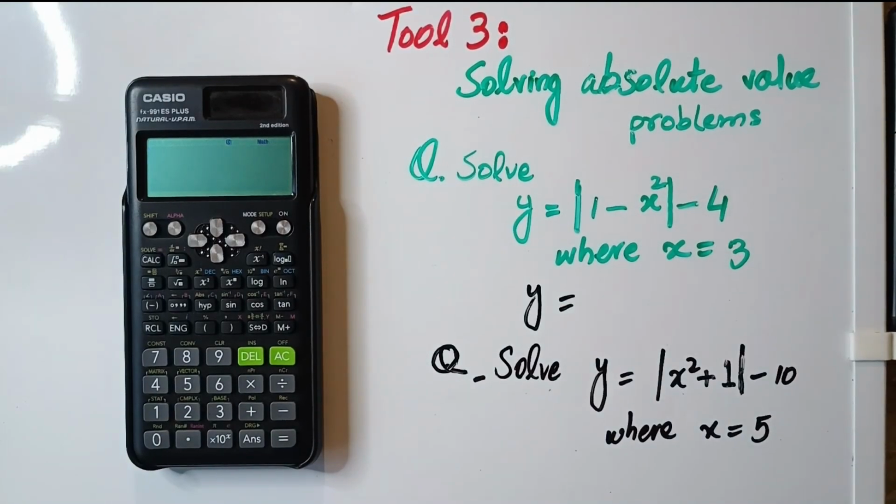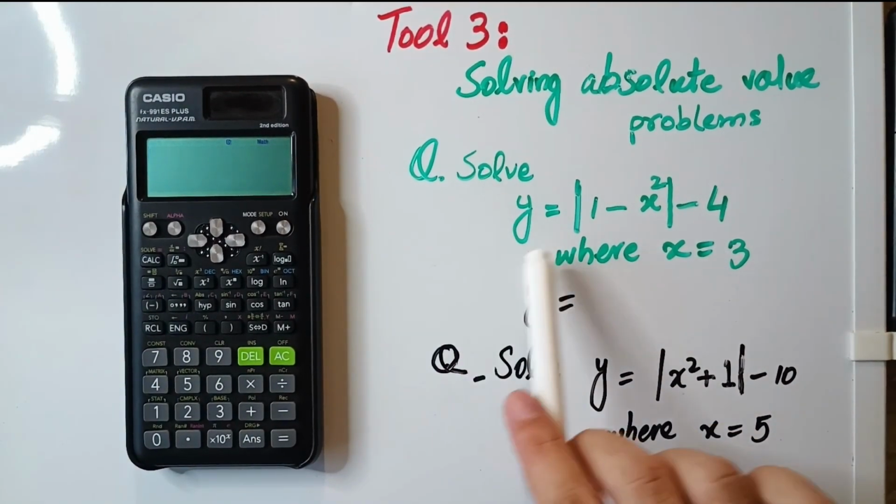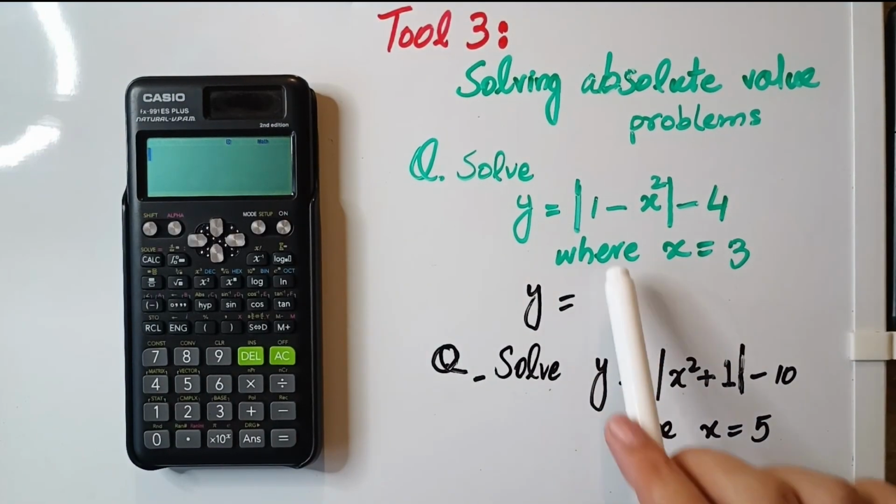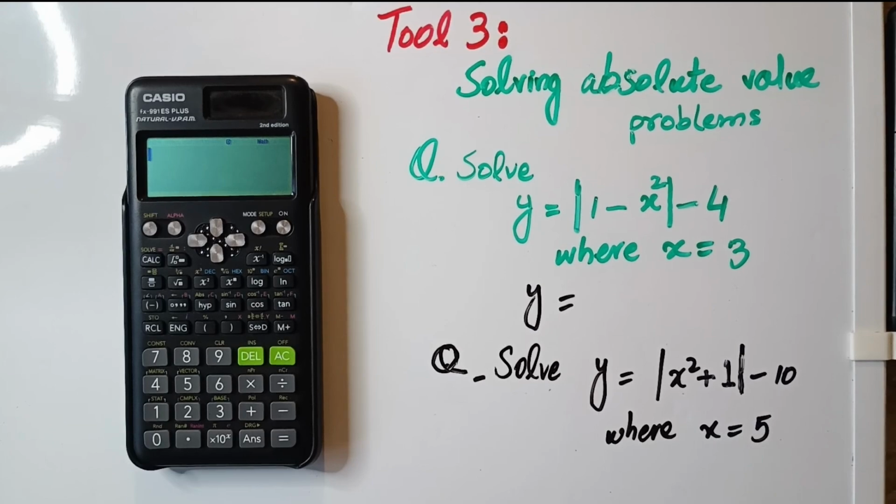Tool number 3, solving absolute value problems using the calculator. I have supposed an absolute value problem given as y is equal to absolute value of 1 minus x square minus 4, where x is given as 3 and I want to solve this using the calculator.